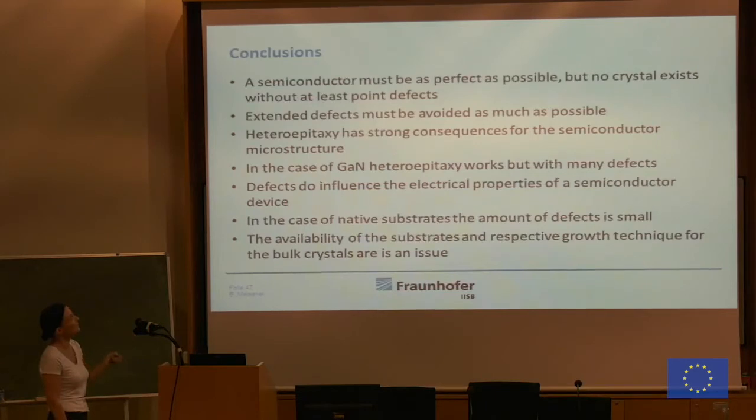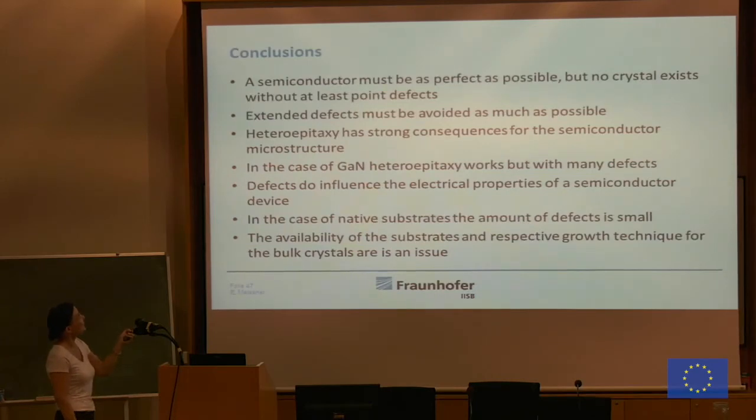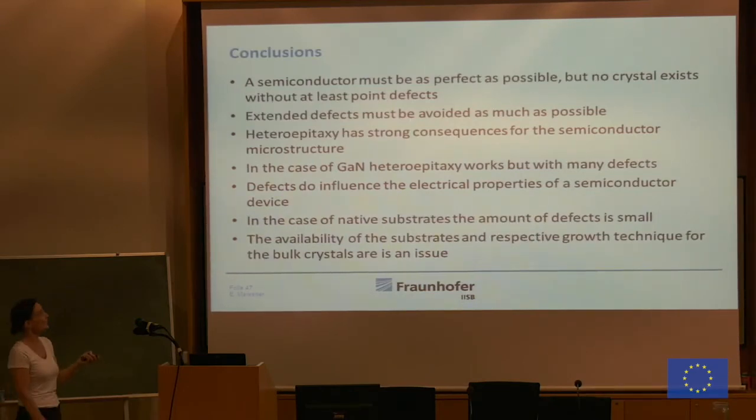A semiconductor must be as perfect as possible, but no crystal exists without at least point defects. This is what we learned. The extended defects must be avoided as much as possible, which is, in my opinion, perfect if you use a homoepitaxial solution, so you have a native crystal as a substrate. And the hetero-epitaxy has strong consequences for the microstructure, and it will always be there as long as we are in this scenario. In the case of gallium nitride hetero-epitaxy, it works, but many defects are present, and they will have an effect, of course, on the device performance. And this is what we are researching in this project also.